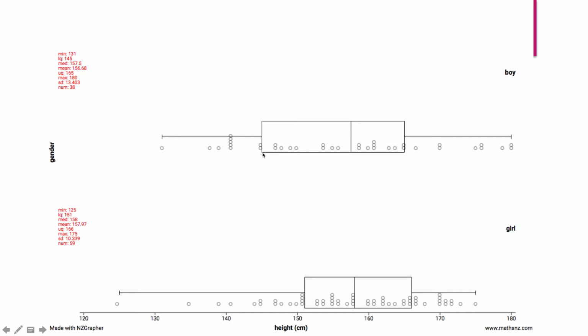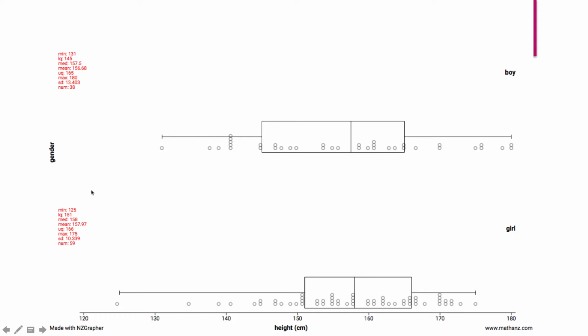So for the boys, that is 165 here minus 145 here. So that is exactly 20 centimeters. So in a 20 centimeter height range, you've got 50% of your data.